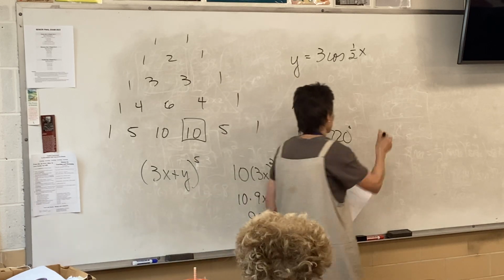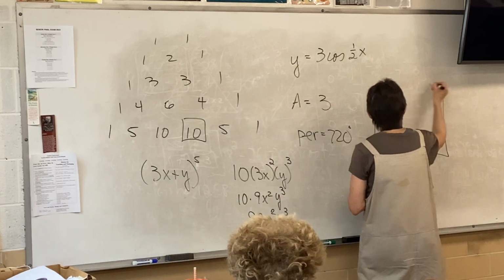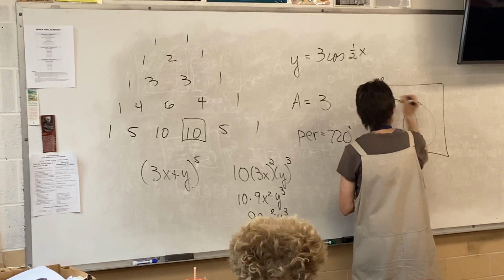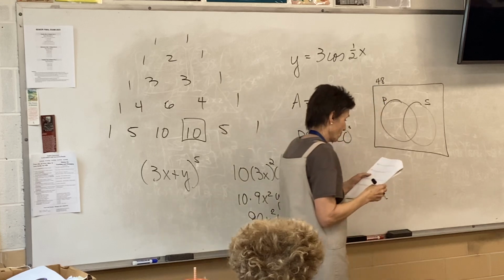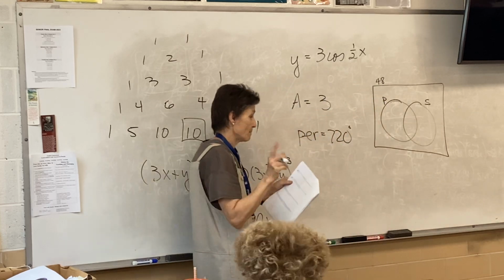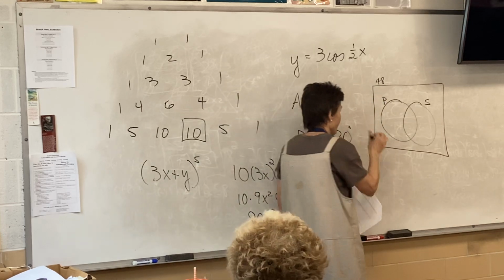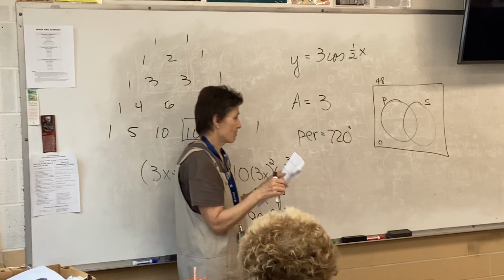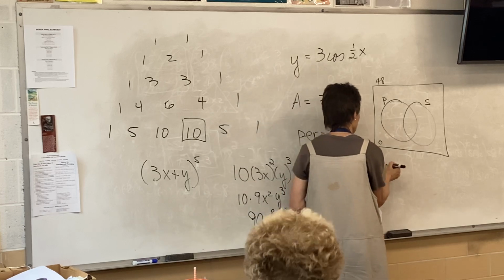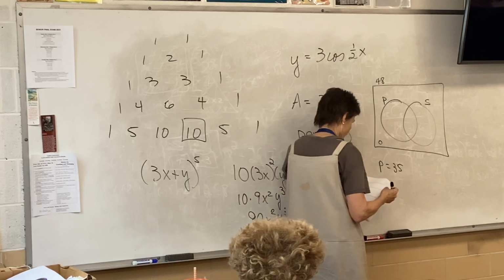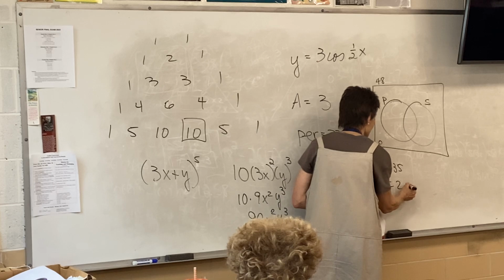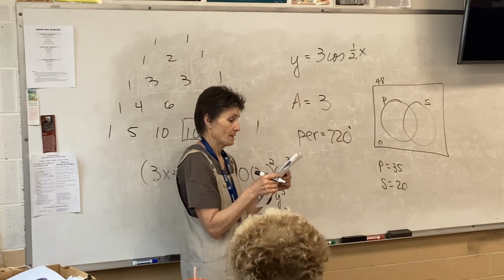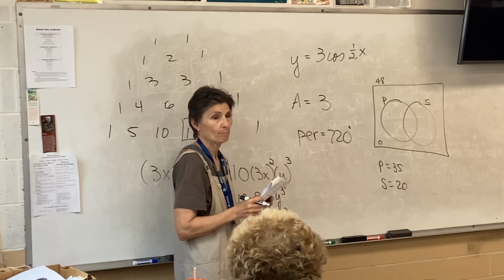Venn diagram. So here's my Venn diagram. I got 48 kids. Everybody's praying or singing, so there's nobody out here. Everybody is in a circle. 35 are in the P circle. 20 are in the S circle. How many like to only pray?